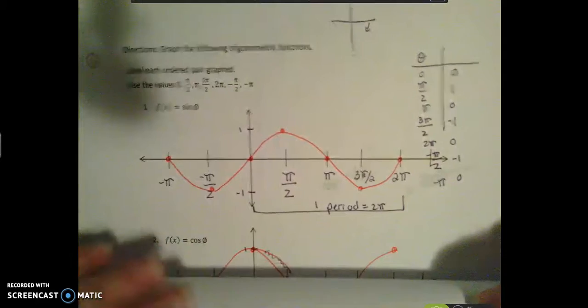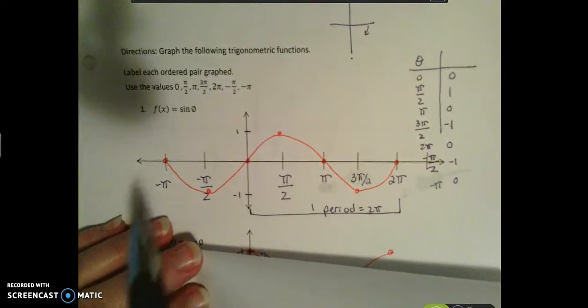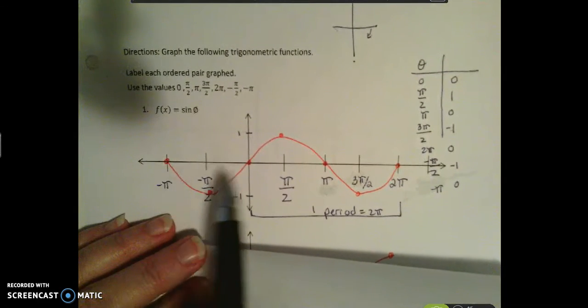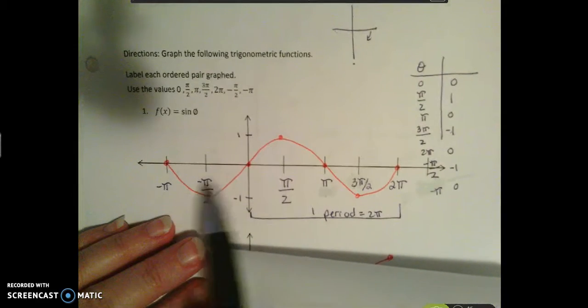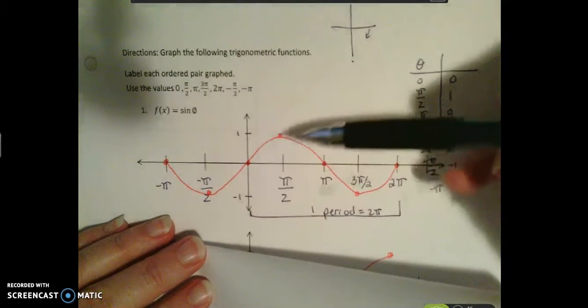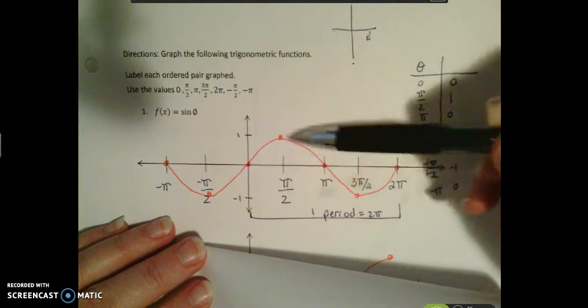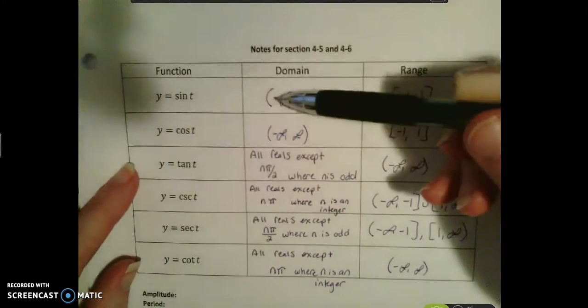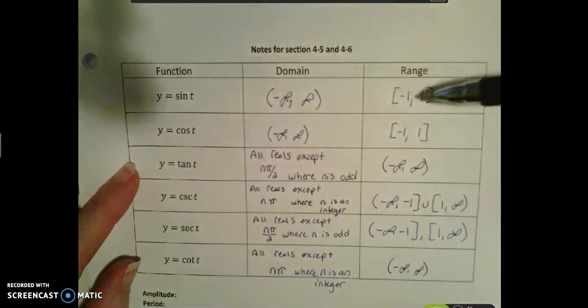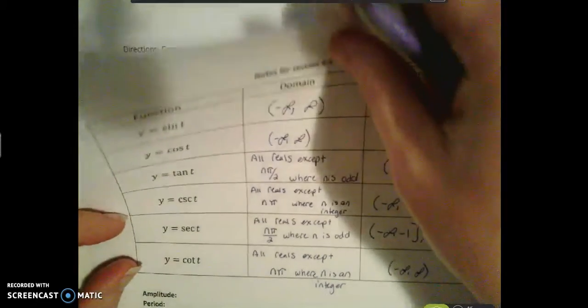So when we look at our sine curve, and we looked at the calculator also to confirm this, the curve continues forever, and it only reaches as high as +1 and as low as -1. So our domain is negative infinity to positive infinity, and range is -1 to +1. The same thing is true for cosine.